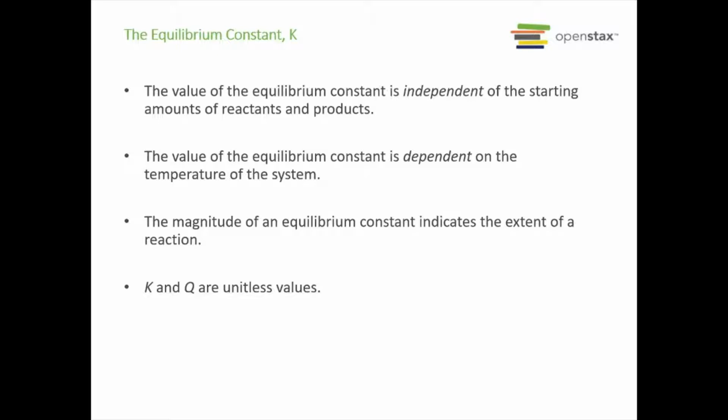And then the magnitude of K tells you the extent of the reaction. It gives you an idea of if it favors products or if it favors reactants. It's a really helpful thing. And then K and Q are both unitless. I'm always stressing units, but not for K and Q. They get really weird. Technically, there are units to them, but we're not going to worry about that here.